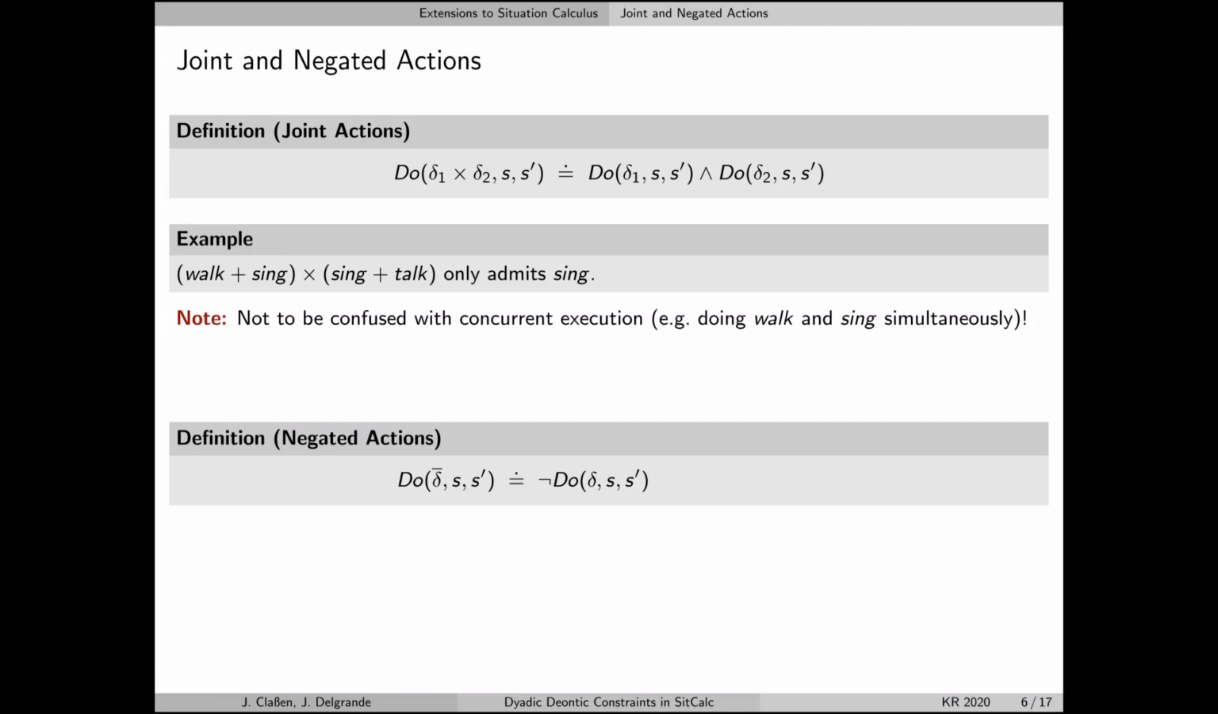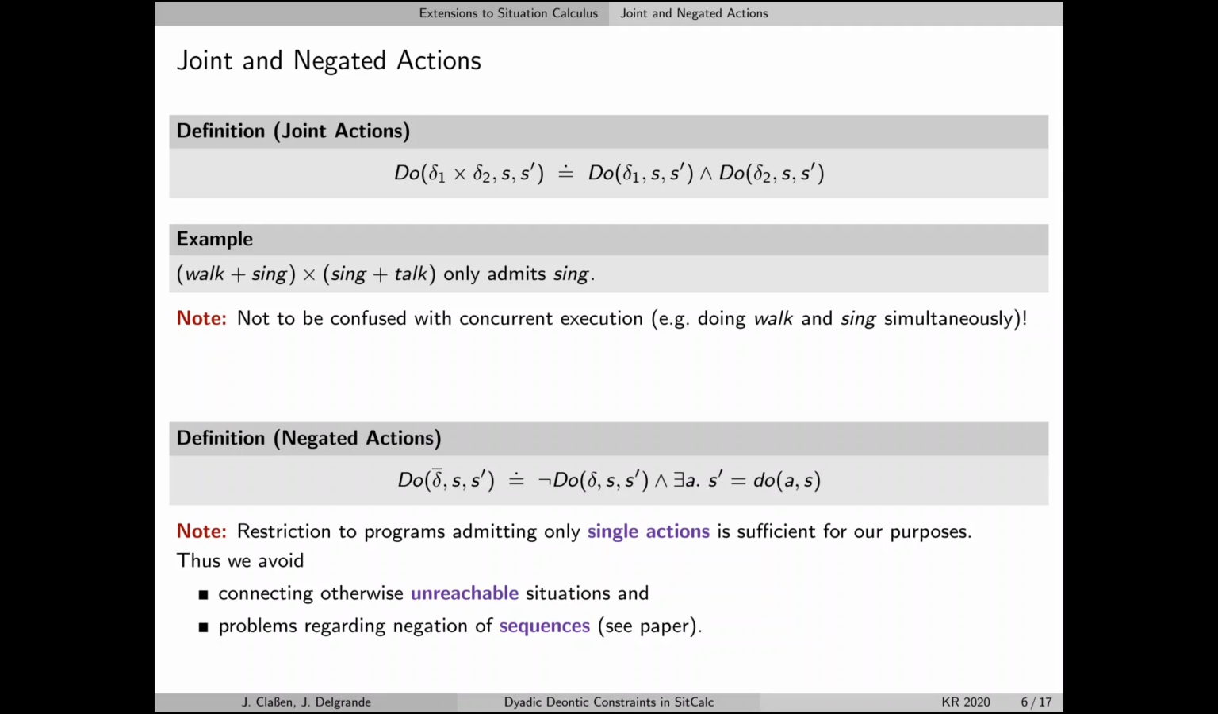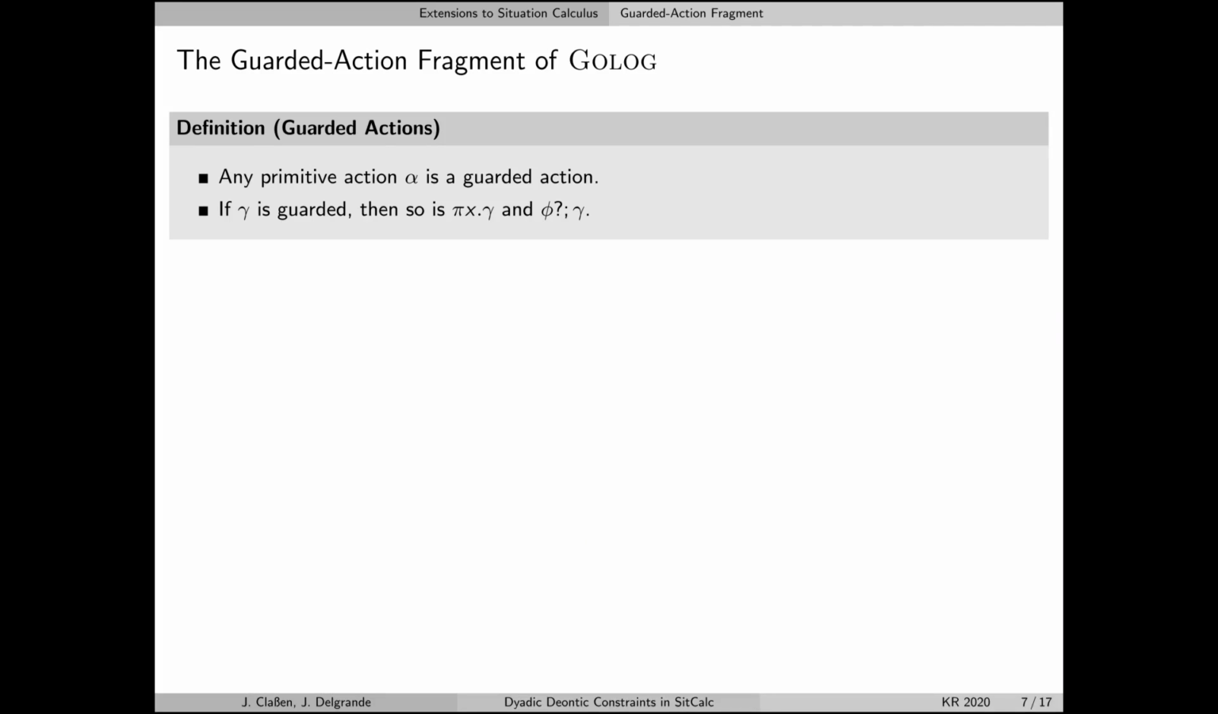We also need a notion of refraining from doing certain actions. Similar to the above, we may be tempted to just take the negation of do delta prime here, but this would have the undesired effect that otherwise unreachable situations would suddenly become connected. And it turns out that the definition of action negation is an issue in and of itself and far from trivial. In the paper, we have a bit of a discussion on the issue, but long story short is that here, for the sake of simplicity, and because it is completely sufficient for what we're doing, we restrict action negation to programs which only ever admit single actions. This leads to the following definition.